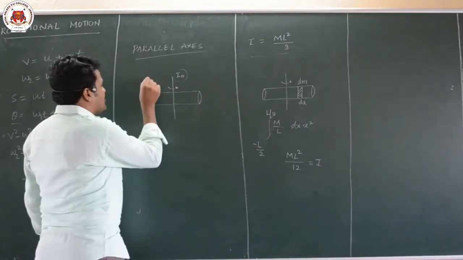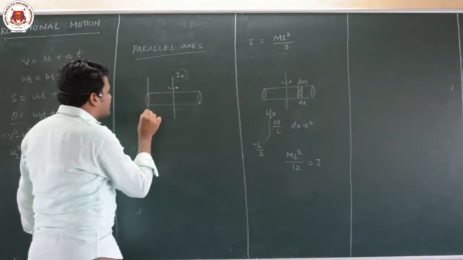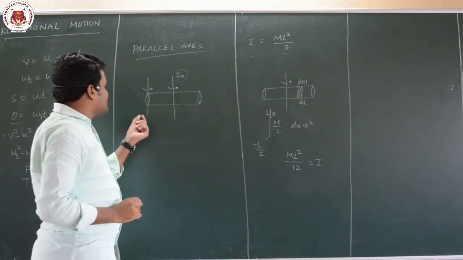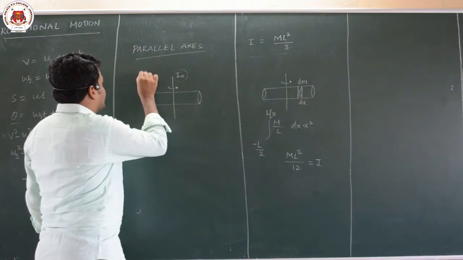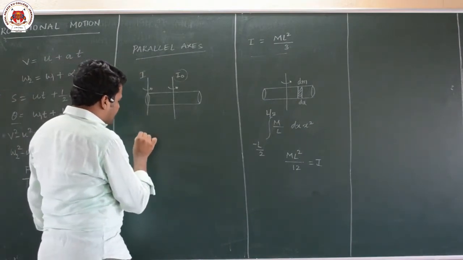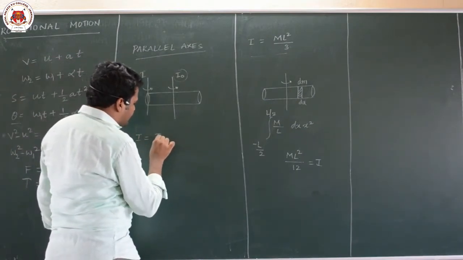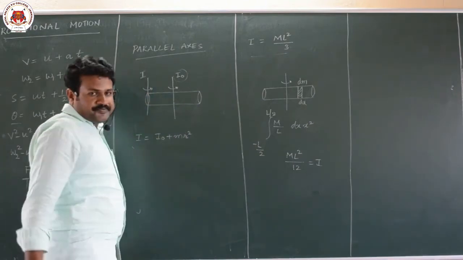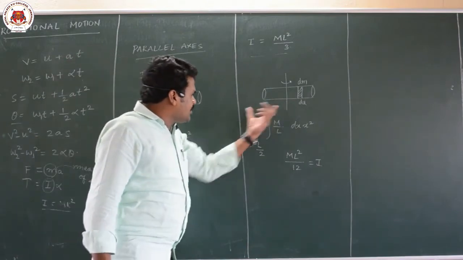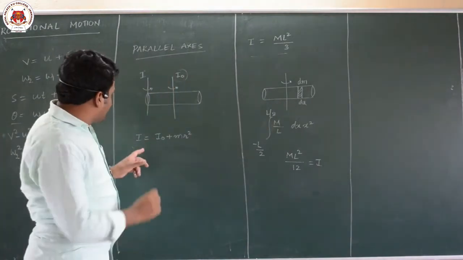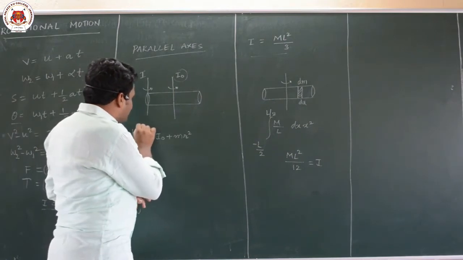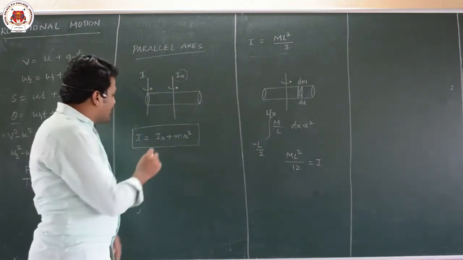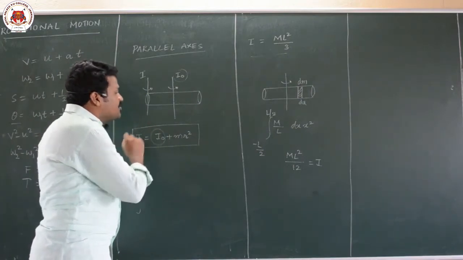And if you want the moment of inertia across a parallel axis, that means this is in the z plane, this should also be in the z plane, and if you take it as I, then I is equal to I naught plus mr square. This is called the parallel axis theorem. Then how to apply it? For this rod, you just apply this. While applying this theorem, the student should be very careful that you have to take the reference point as the moment of inertia passing through the center.